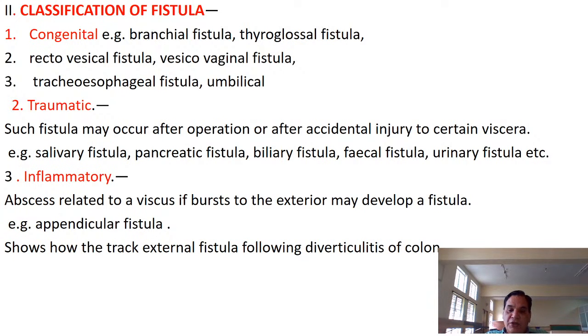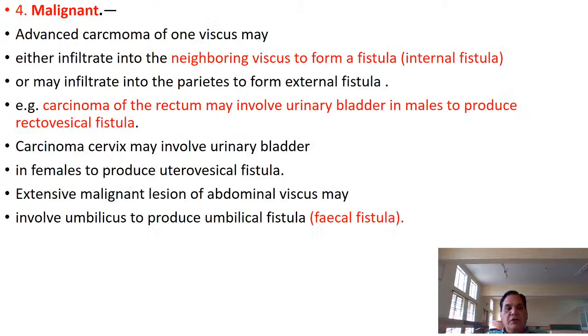Inflammatory: for us, the commonest is appendicular fistula, or diverticulosis. Diverticulosis is one of the commonest causes of a colonic fistula. These are the different causes. Malignancy stands above all. Most of the malignancies do give rise to a non-healing sinus or fistula over the long run. Every malignancy will give rise to it.